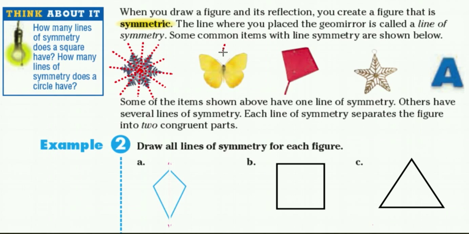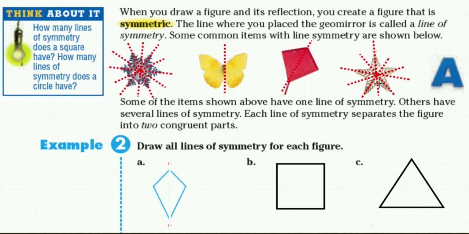This butterfly, for example, I can put a line of symmetry here, and those two parts of the butterfly will be exactly the same. This kite, for example, put a line of symmetry. There it is. When I fold it over that line, the two parts will fold on top of each other without any overlaps. Same thing with this star. These are all the possible lines of symmetry of this star.